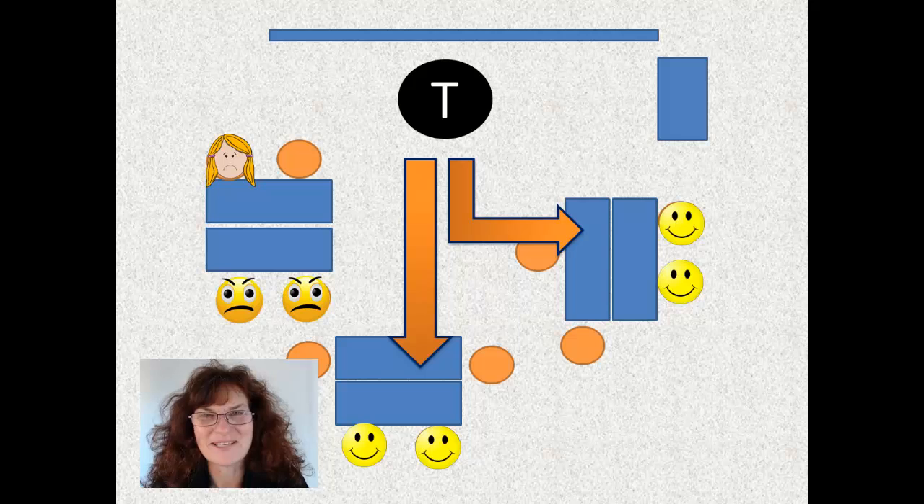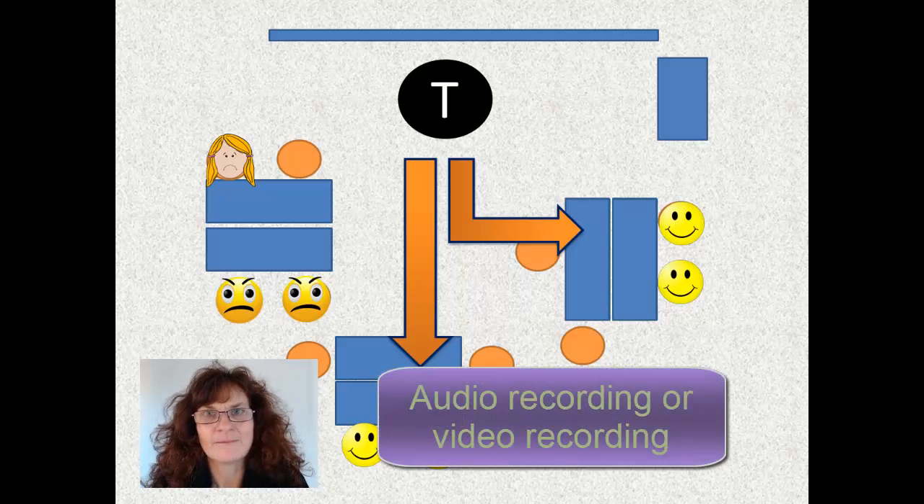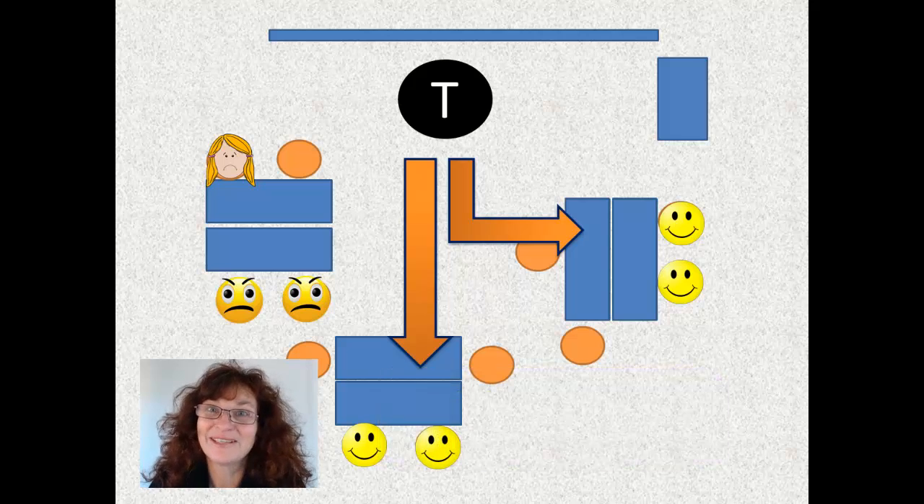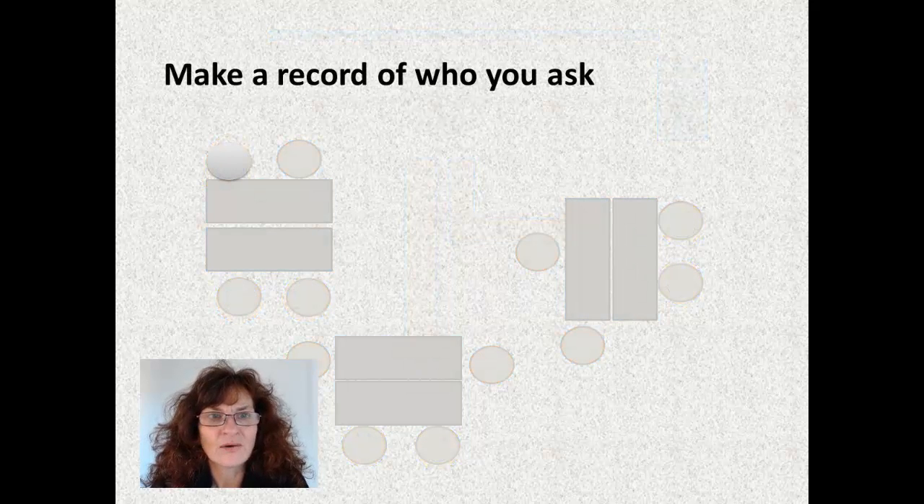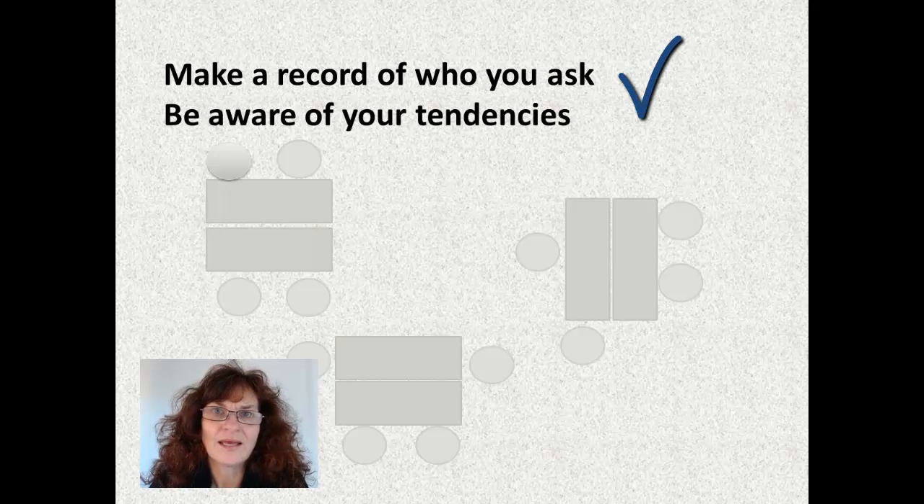You might be exceptional, but it's really worth recording it to find out. So you could either record your own class or get somebody in, a peer, someone who you feel is not threatening to you, and ask them just to note, who do I ask questions to? So I think making a record of who you ask, even if it's in one or two lessons, just to be more aware of it, is a good idea. If you're aware of your tendencies, you can do something about it.